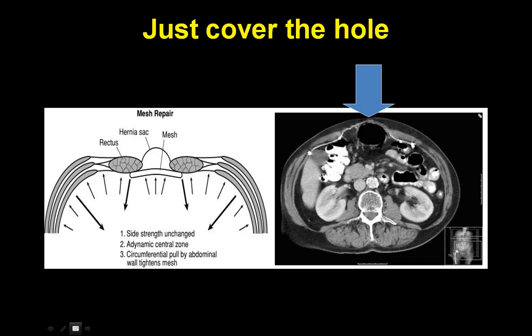This is basically what they do. There's a hernia here. The contents are reduced, and you place a mesh here and suture it. This is the hernial sac on the CT scan. What you do is you reduce the contents and you suture the mesh onto this area.